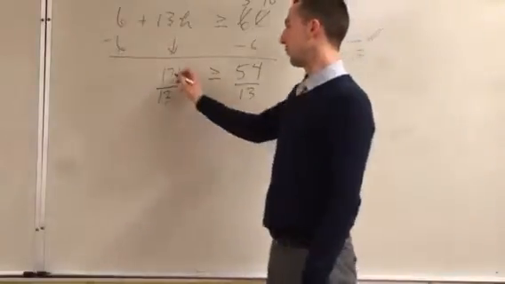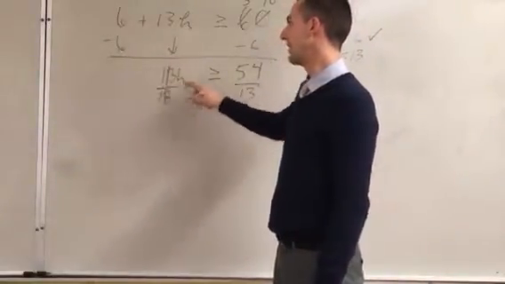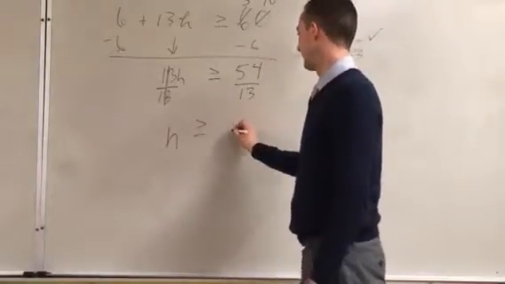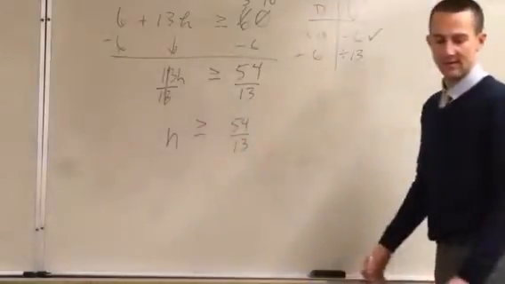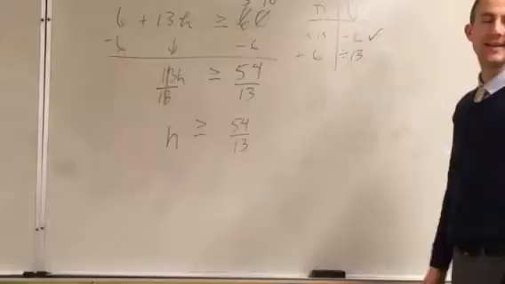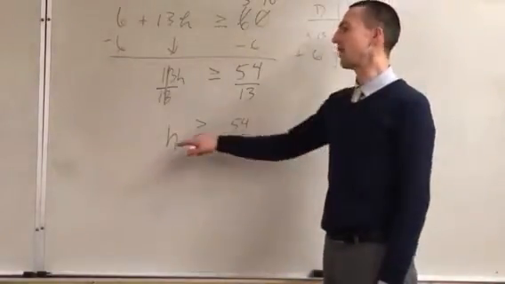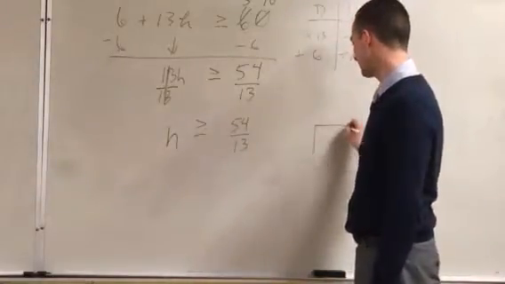And now we're left with 1h. 13 divided by 13, that's 1. 1h. H is greater than or equal to 54 over 13. Now this is an excellent answer the way that it is. To figure out what this is as a decimal, this is how many hours, we do 54 divided by 13 like this.